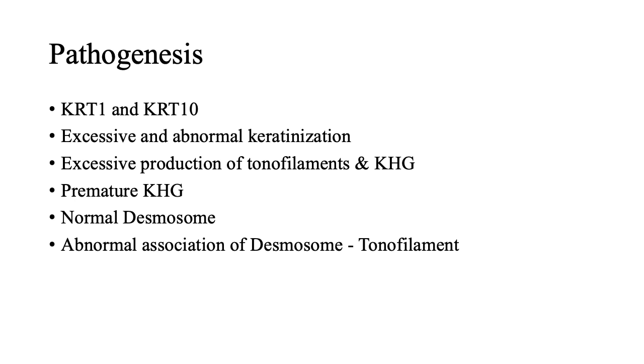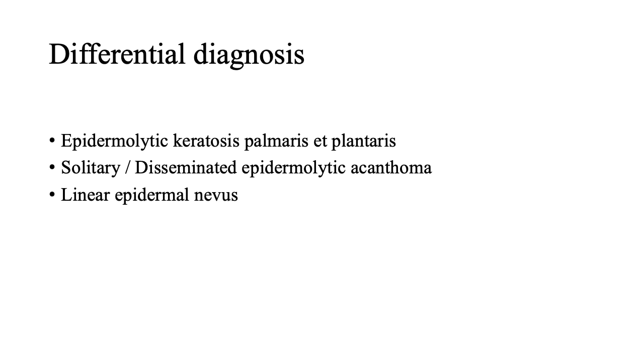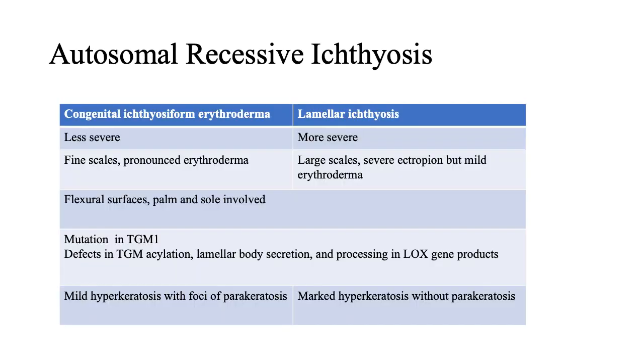Due to excess production of tonofilaments, one desmosome gets attached to 2, 3 or more tonofilaments, and that causes epidermolysis. The characteristic microscopic pictures seen in epidermolytic hyperkeratosis are not specific for this condition. Similar features can be seen in epidermolytic keratosis palmaris et plantaris, in solitary or disseminated epidermolytic acanthoma, and in linear epidermal nevus. So, clinical correlation is very important.